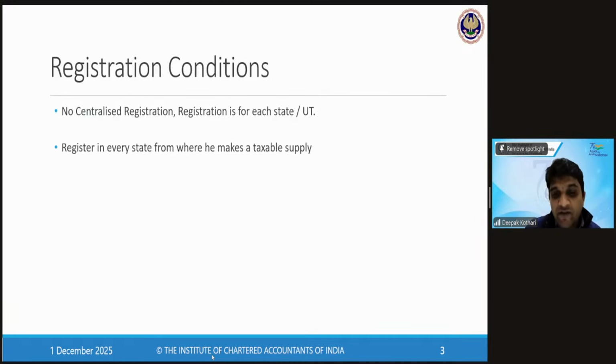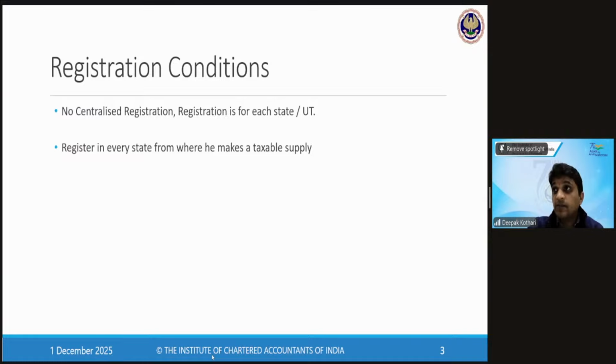Correct. So you do not have to take registration because you can make taxable supply to any state from one state. That's why there is a concept of intra-state supply and interstate supply. Wherever your customer is, you don't have to register there. Where you have a place from where you will supply, there you have to register.